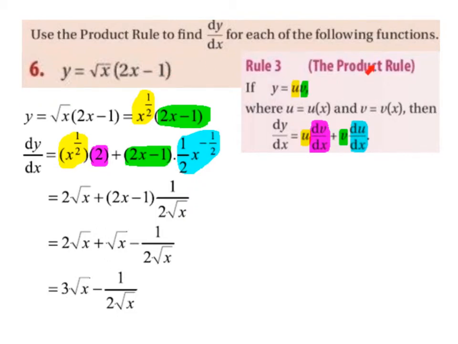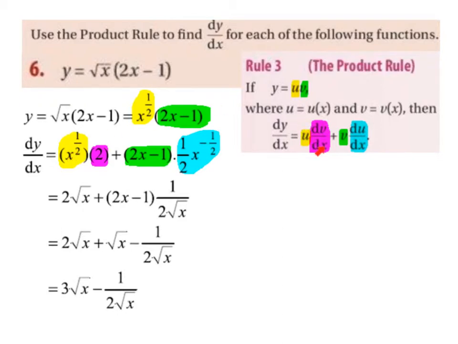So the first thing we want to do is rewrite root x as x to the power of a half. So x to the power of a half is our u, and 2x minus 1 is our v. So we're going to sub into the product rule formula. So dy dx, the derivative, is u times dv dx, the derivative of v, plus v times du dx, the derivative of u. So u is x to the power of a half, so you write that down with brackets.